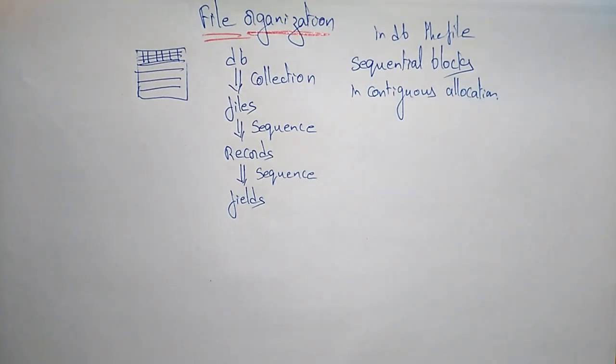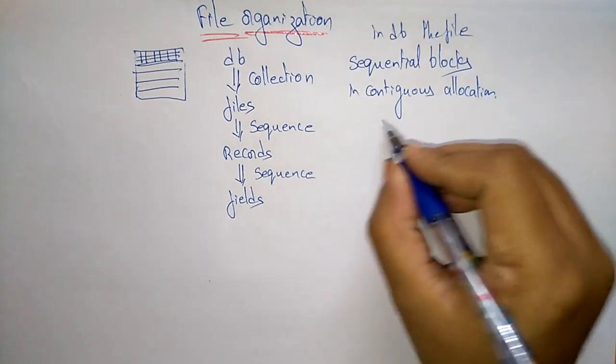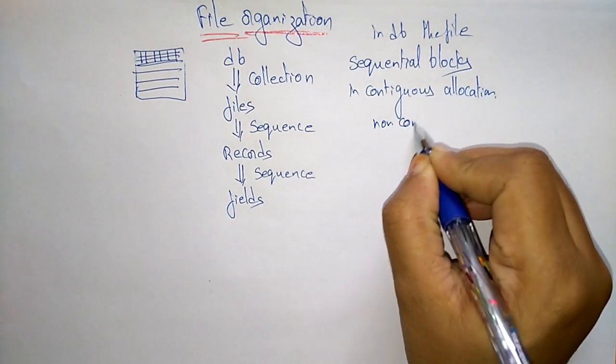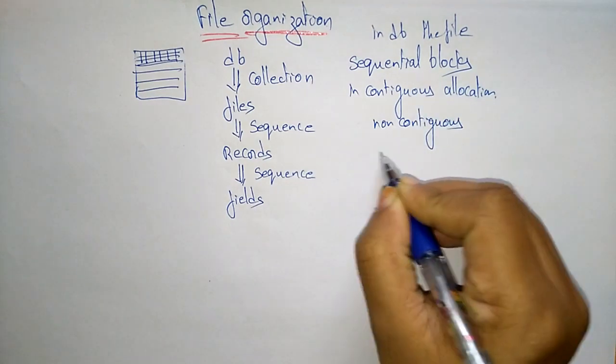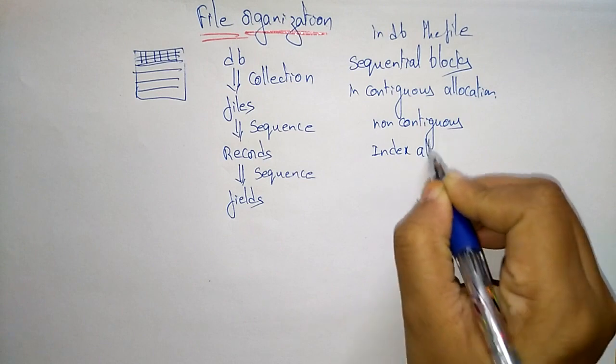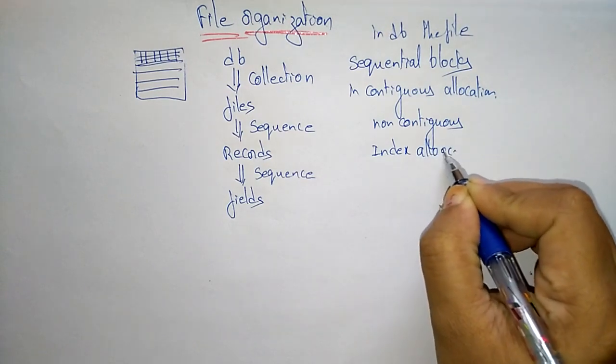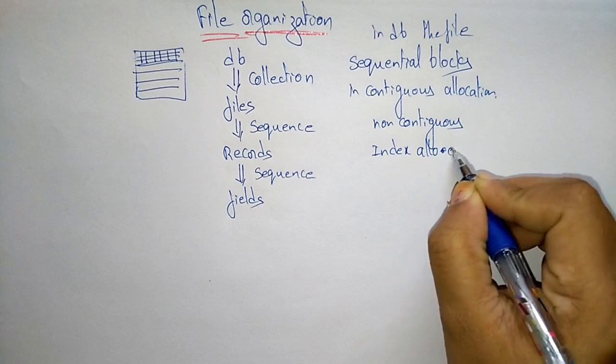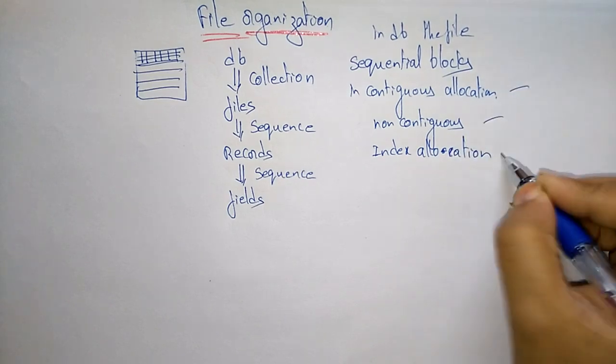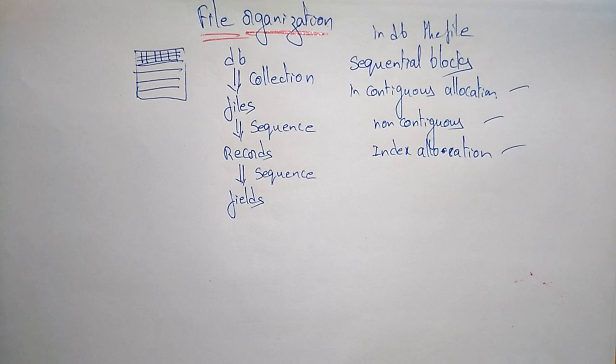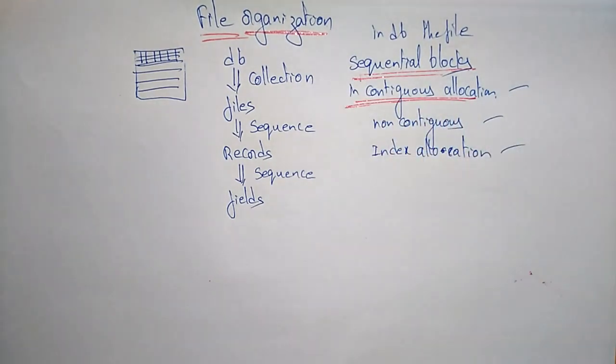Actually, if you take any other storage device, the files can be stored in different methods in different storage devices. There may be contiguous, non-contiguous, or indexed allocation. These are the three different types of allocation for files. In a database management system, the file will be stored in sequential blocks in contiguous allocation.